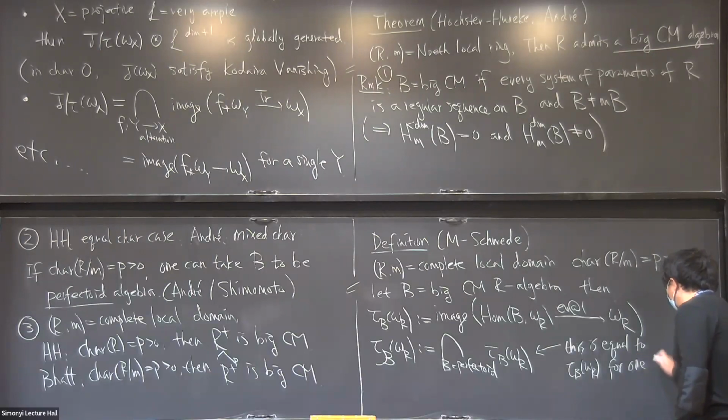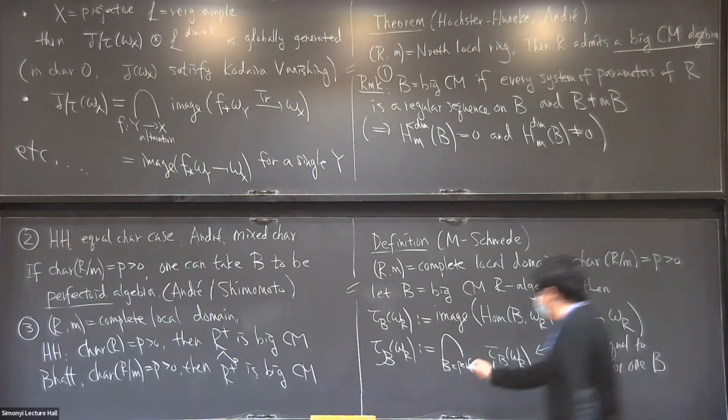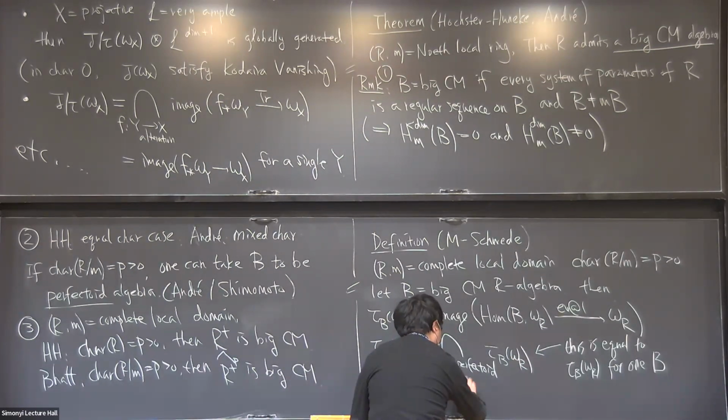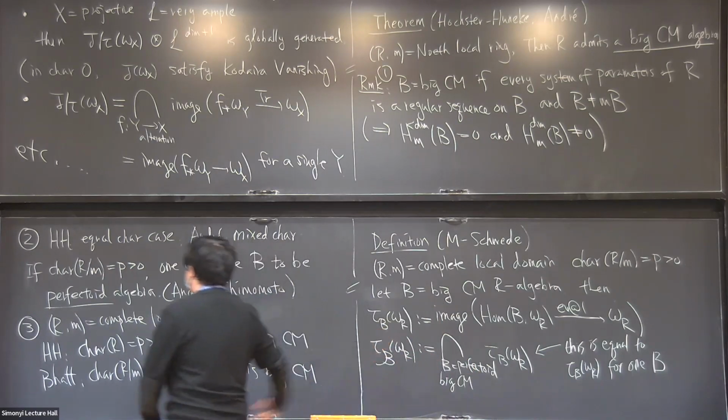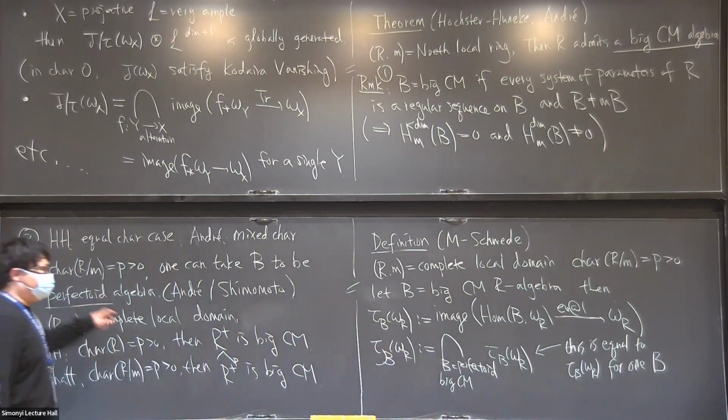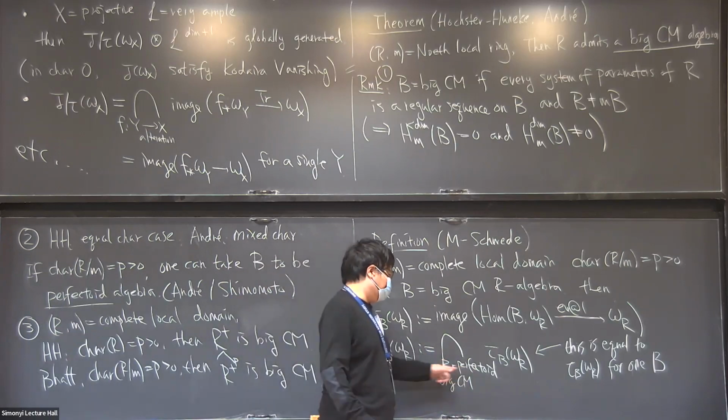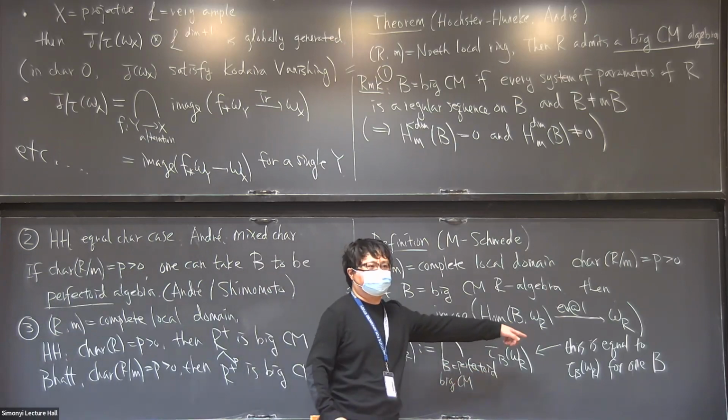Of course, B has to be very large. We don't know how large it is. So B runs over all perfectoid big CN algebras. That's one subtlety, and I emphasize this because, without it, we cannot show that this stabilizes.